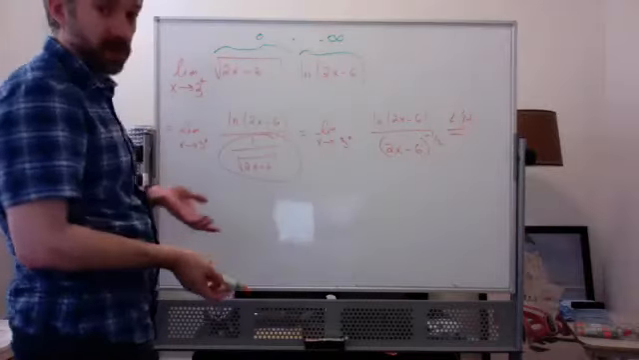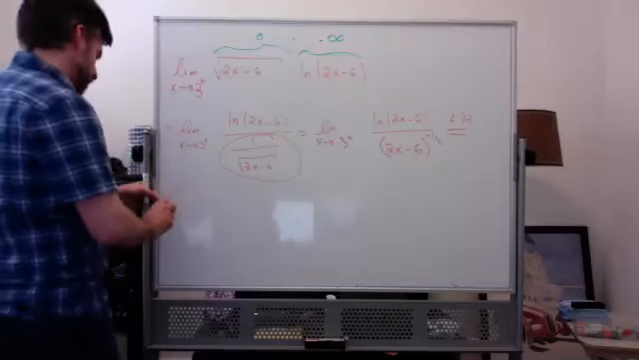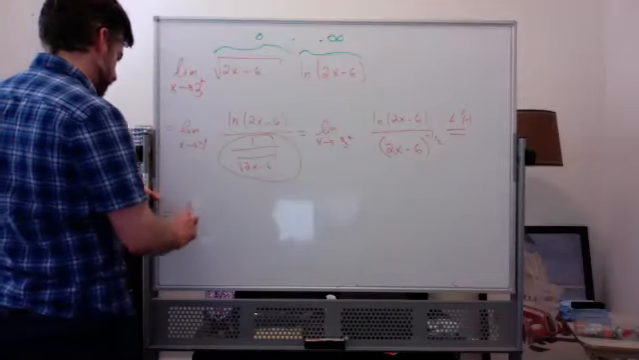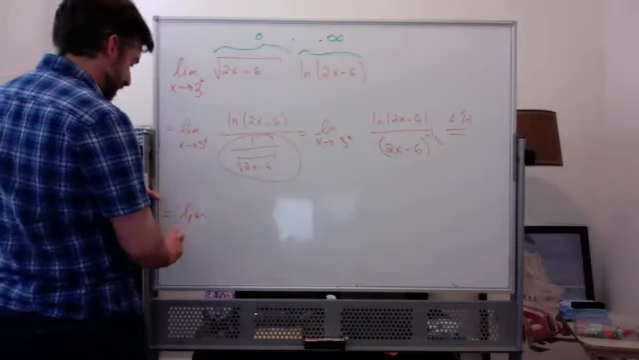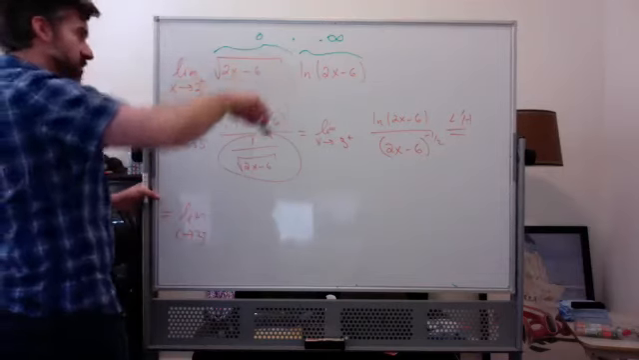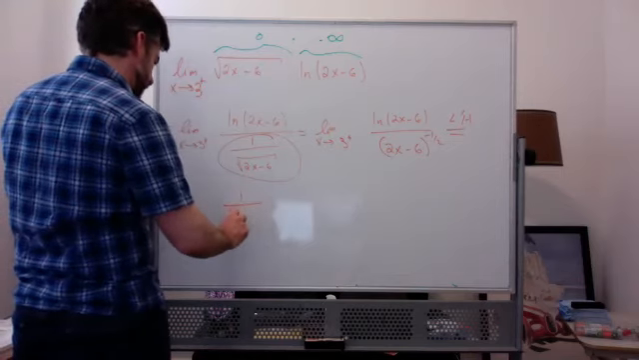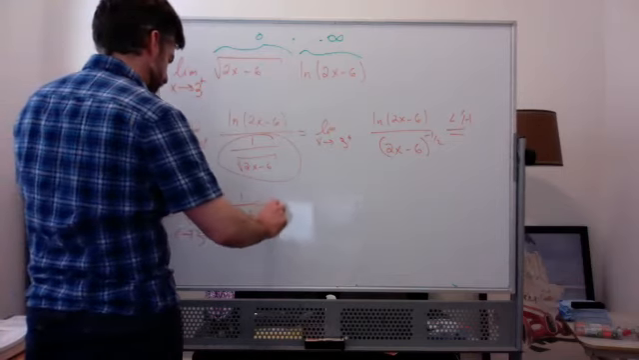I'm writing the L'H so that the person reading my work knows I'm using L'Hopital. First I'm going to write the limit because I'm still taking the limit of this expression. I'm going to do the derivative of the top. The derivative of the natural log of 2x minus 6 is 1 over the stuff times the derivative of the stuff.